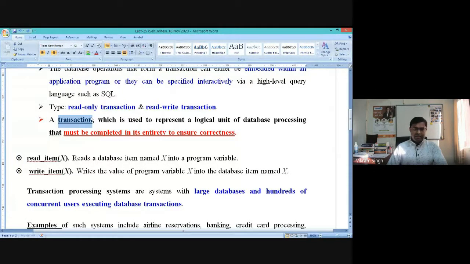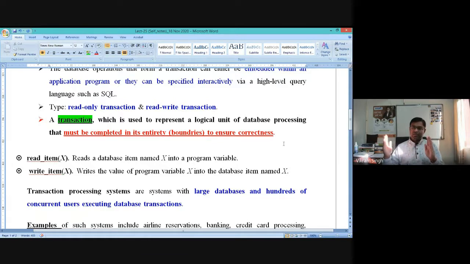You can see here that a transaction is used to represent a logical unit of database processing. That's the first point we have discussed. Then it must be completed in its entirety to ensure correctness. Entirety means it should be completed within its boundaries, right? Boundaries means the starting point and the last point. If you have started a transaction, then from the start point to the last point, the point which you are expecting.